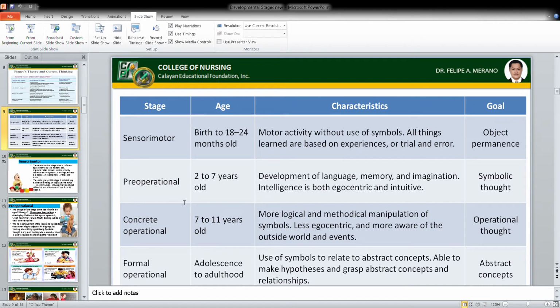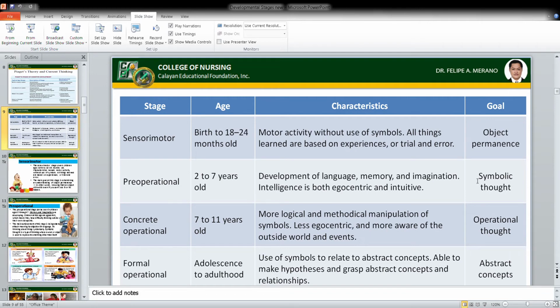Okay. Then pre-operational, 2 to 7 years old, development of language, memory, and imagination. Intelligence is both egocentric and intuitive. So they increase in number of vocabulary words, even in memory. So in this stage, you can find children who could memorize the different flags of different nations, countries, okay, even the alphabets, okay, numbers, okay, and you could advise them to memorize multiplication tables, okay.